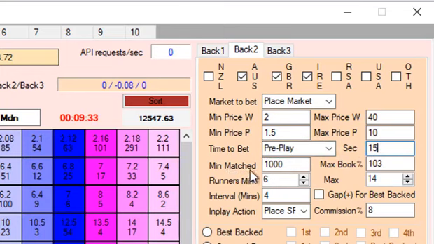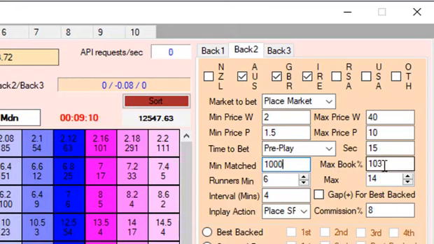The next thing here, minimum match, I've got 1,000 in there, but basically this is how much money is in the market at this time here. So if the market is not greater than 1,000 here, then the bot will not consider the race.